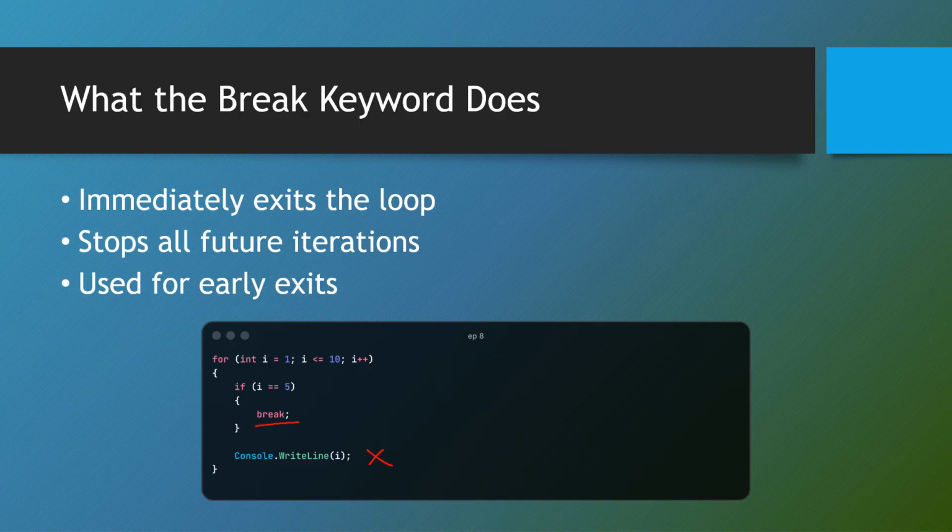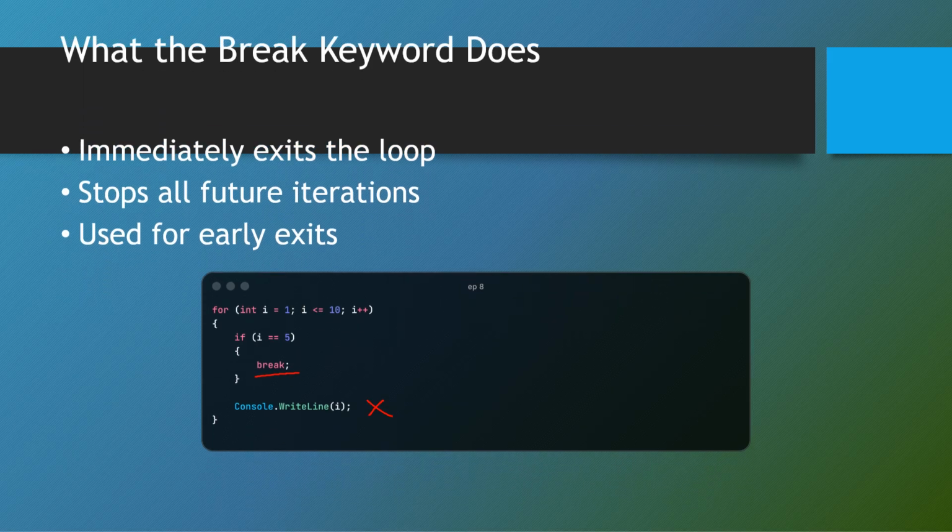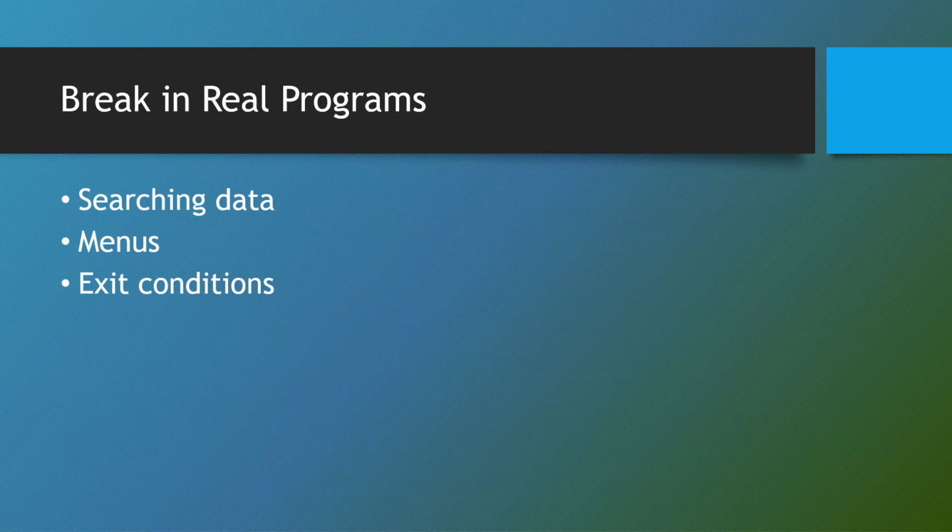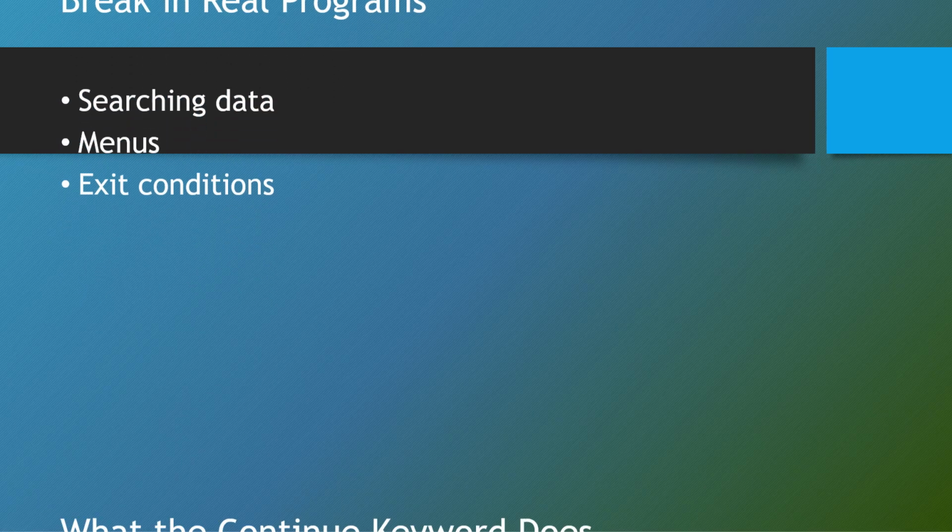Break in real programs. Break is commonly used when a value has been found, the user chooses to exit, or a condition makes further looping pointless. Instead of waiting for the loop condition to fail, break lets you leave immediately. Efficient and clean.